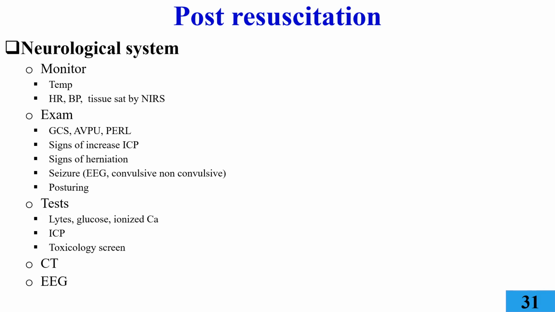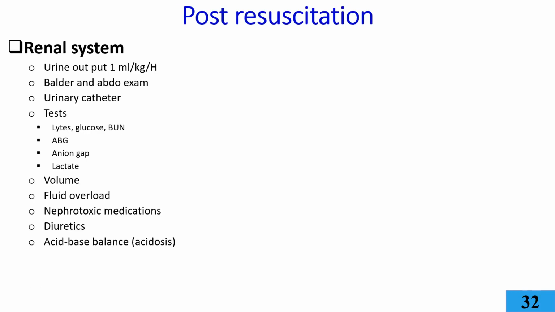We always look for signs of increased intracranial pressure and signs of herniation and coning of the midbrain, which may cause death. Seizure, we might need EEG. We have invasive and non-invasive. Posturing of the baby, you have decorticate and decerebrate. You will learn all this when you work with me. Tests: we always need to check the status of the brain by test. We might need a CT scan.